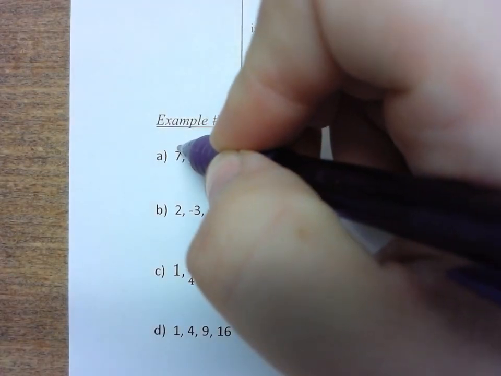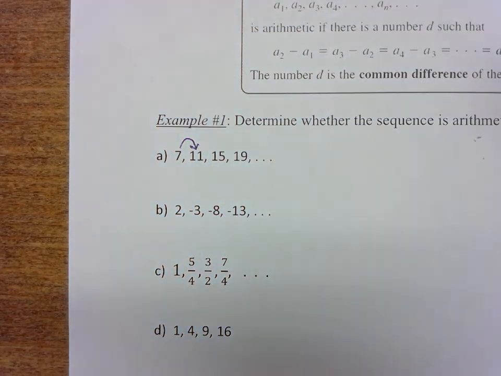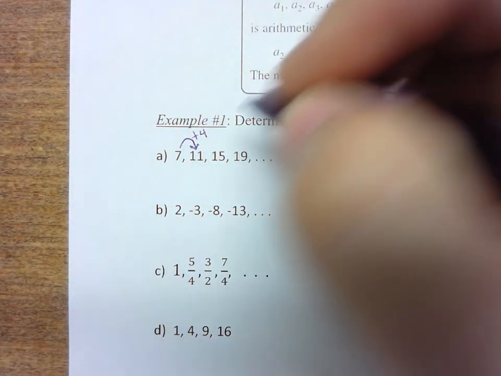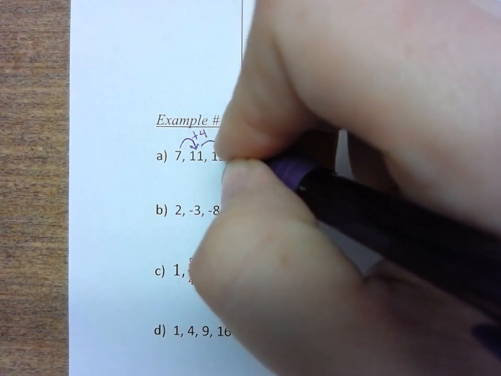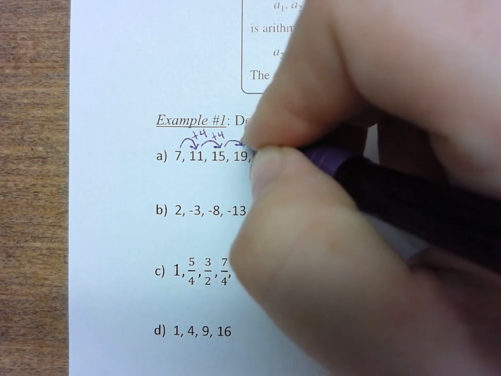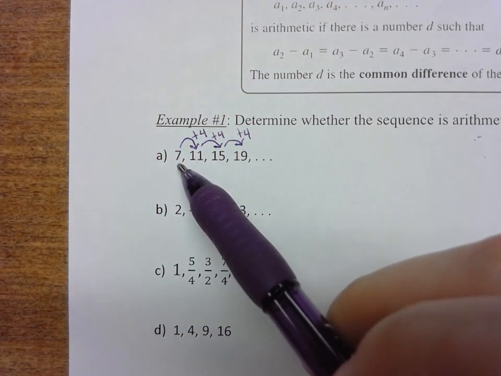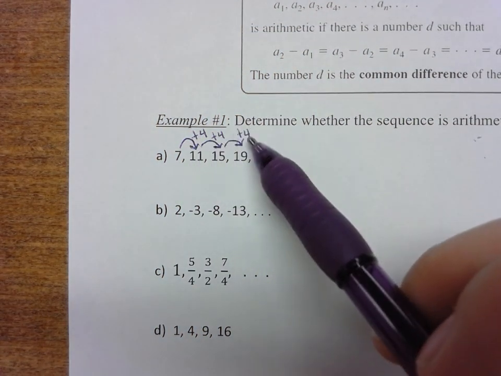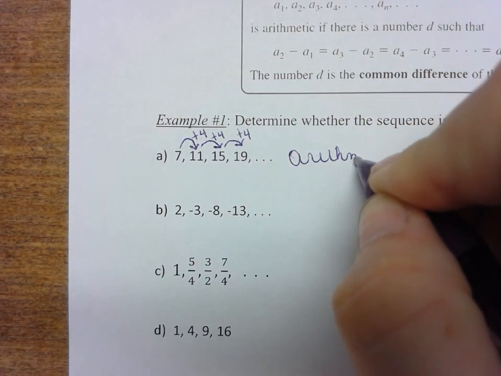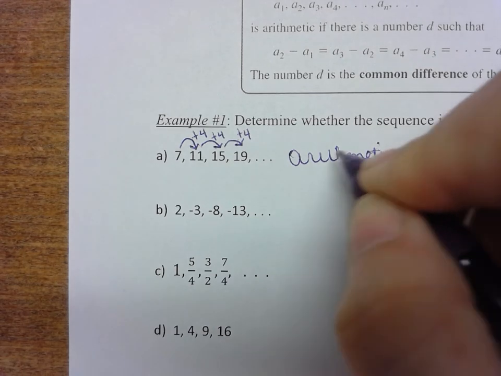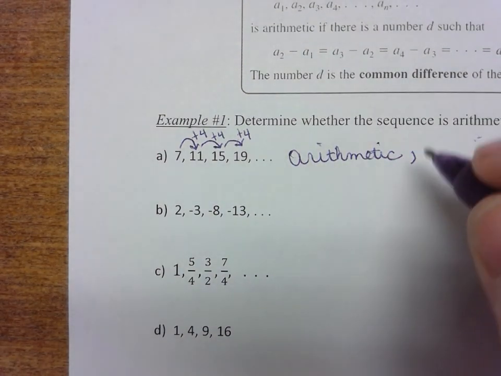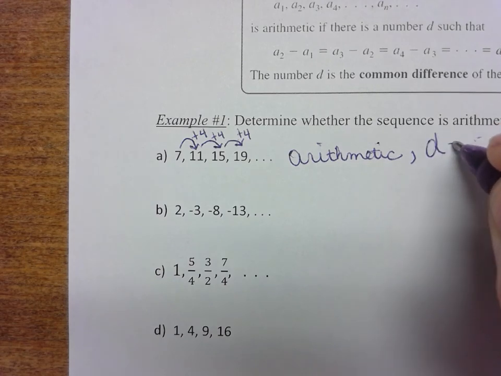So what would we need to do to 7 to get to 11? Well, we would need to add 4. And what about from 11 to 15? Add 4. And 15 to 19? Well, add 4. Since we are adding the exact same number each time, this is arithmetic, and it said, if so, find the common difference. To complete this, we would say it's arithmetic, and the common difference is 4.